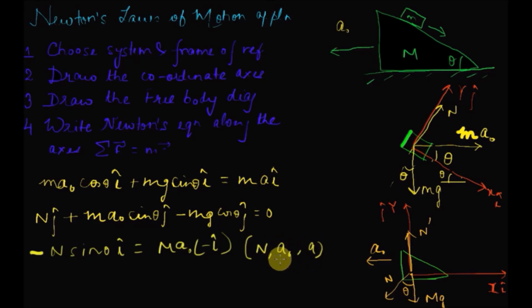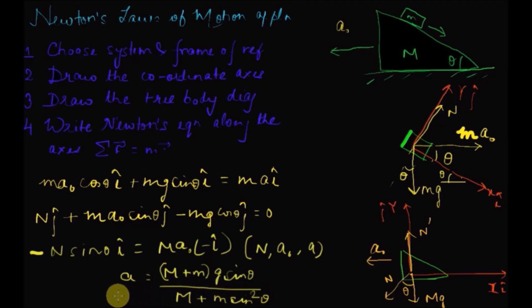So I can solve these three equations, and after solving I'll get a is equal to capital M plus small m, g sin theta, divided by capital M plus small m sin square theta. So this a, the small a, is basically the acceleration of the object of mass small m with respect to the prism, which is what we wanted to find out. So its value will be given by this equation.